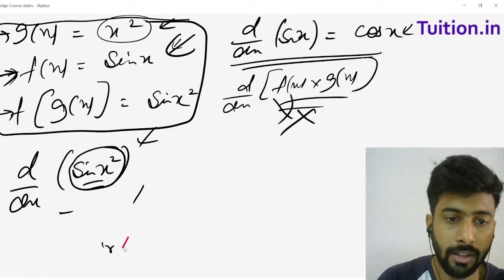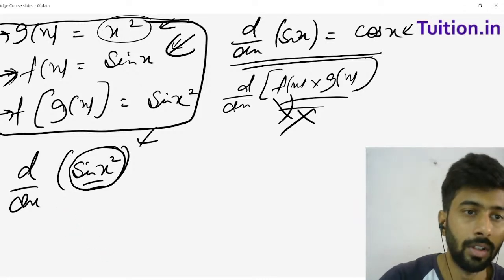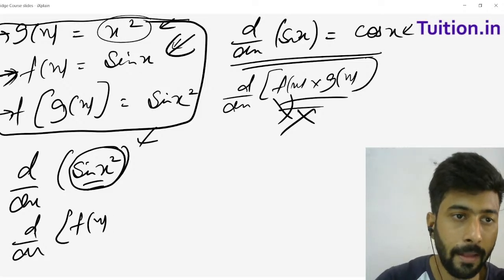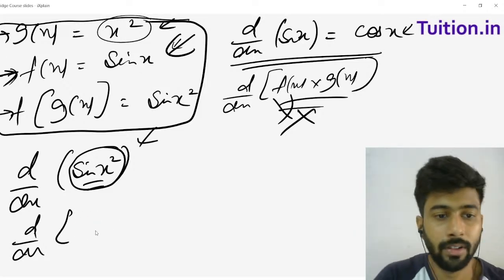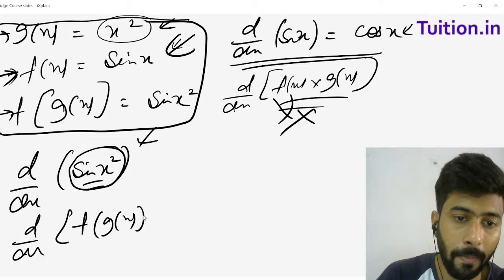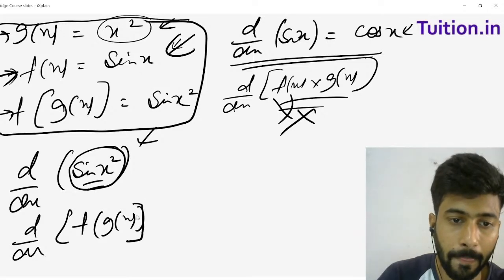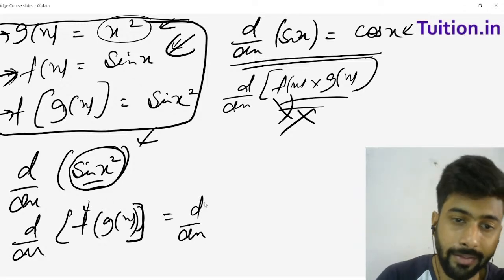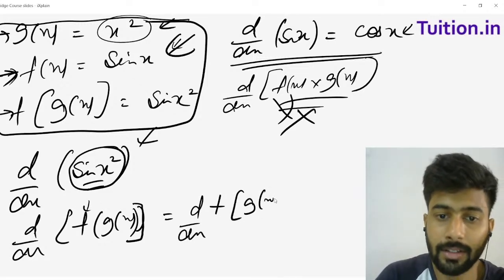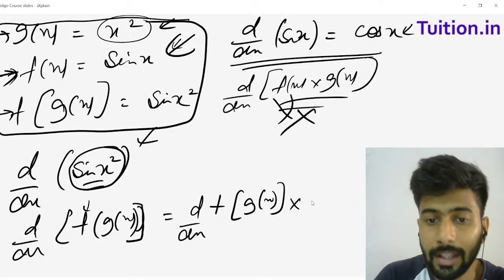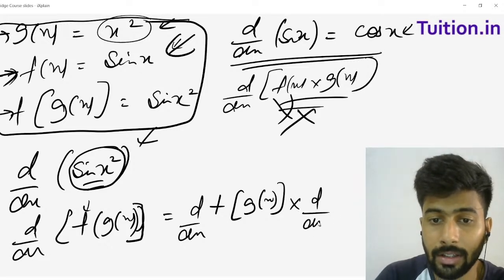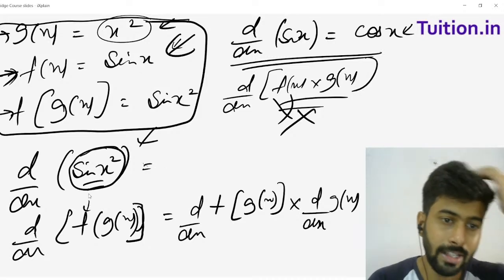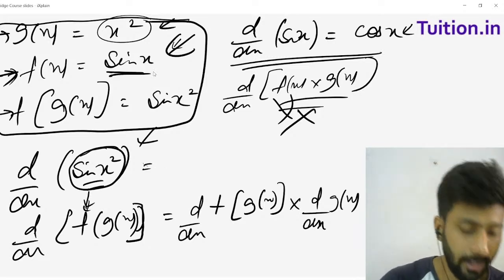So what does chain rule say? Since this is d by dx of f of g of x form, what do you have to do? First differentiate the outer function f and keep its input as it is, and then differentiate the inner function g. So what is the outer function here? What is the f here? F is sin x, in this case.